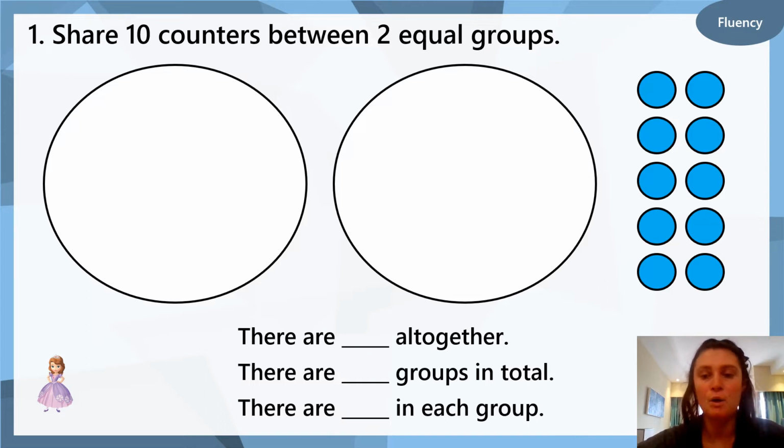There are blank all together, so how many counters were there all together? There are blank groups in total. How many groups in total? We should all know these because these are part of the question. And then the last question, there are blank in each group. How many did you put in each group? Pause the video while you finish this question.